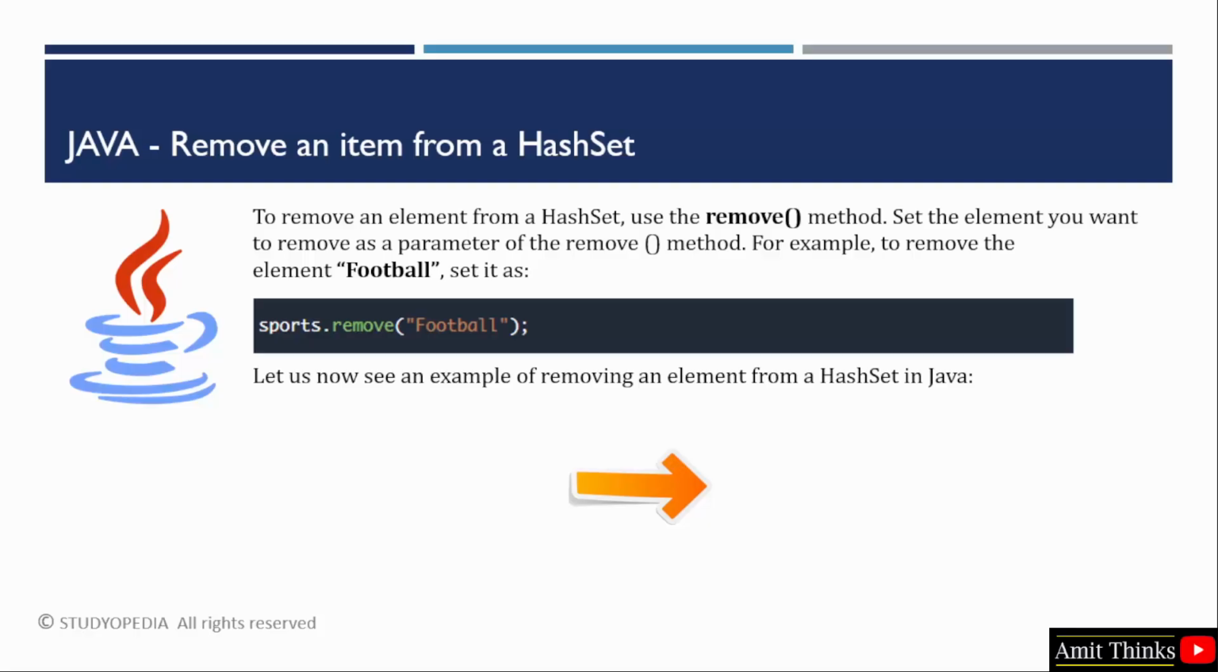So to remove that specific item, you just need to mention it as a parameter of the remove method. Here I have shown an example. Let's say your hash set object is sports. Just mention sports.remove, and as a parameter mention the element you want to remove.